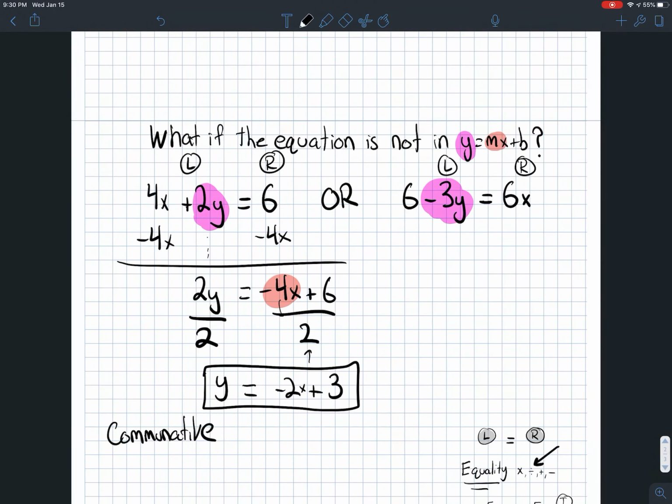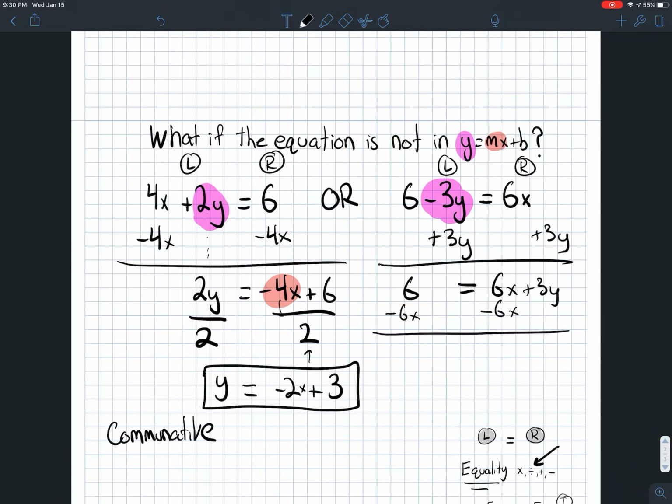The second way, on the other side over here, what we can do is use the equality property of addition, add 3y, and then we have over here 6 is equal to 6x plus 3y. Then we can use the equality property of subtraction, minus 6x, and then we have over here 6 minus 6x equals 3y, and I want to order this properly, so I'm going to use, again, the commutative property, and I'm going to change the way in which we see it. So I'm going to have 3y on this side, and I'm going to have these guys on this side of the equation. I'm just changing how it looks, but I didn't actually do any different math.